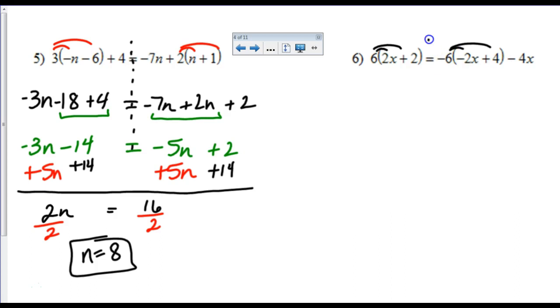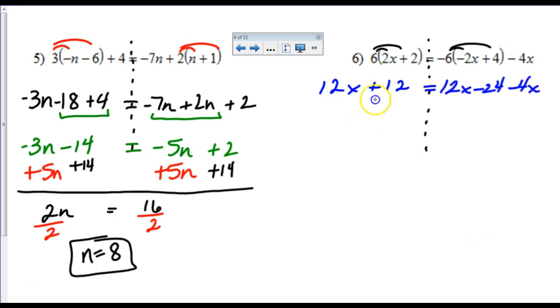All right, similar here, we have double distribution, we have combining of like terms, so let's get going here. This side becomes 12x plus 12. Then x equals negative 6 distributed here. Let's see, that becomes a positive 12x minus 24. And then this negative 4x is still subtract 4x. All right, no like terms on the left, but on the right side you have a 12x and then a minus 4x, so that becomes an 8x, still minus 24.